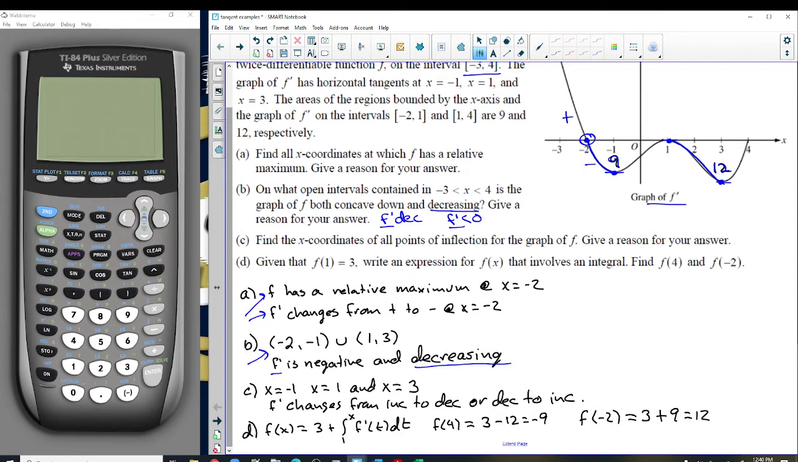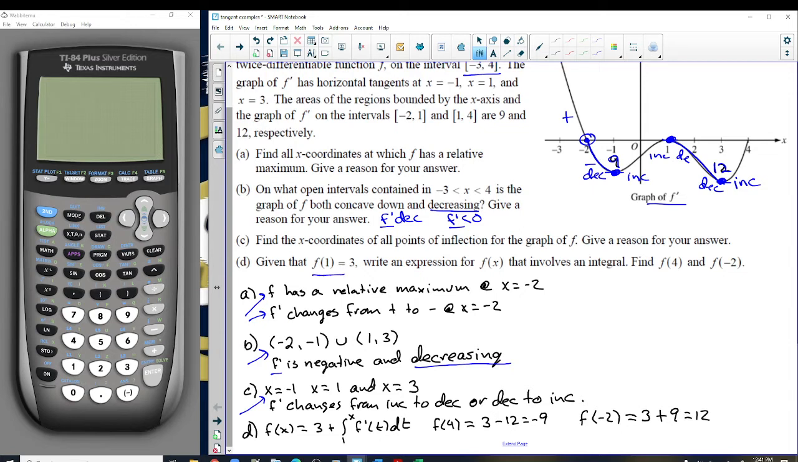Part C: find the x-coordinates of all points of inflection for the graph of f. Give a reason for your answer. At -1, 1, and 3, the second derivative is changing signs, but again, we don't have information about the second derivative. We have information about the first derivative. So the first derivative goes from decreasing to increasing, then increasing to decreasing, and then decreasing to increasing. That's what we've suggested in the answer here. So the points of inflection are at -1, 1, and 3. f prime changes from increasing to decreasing, or decreasing to increasing.